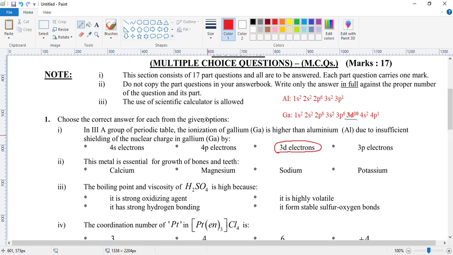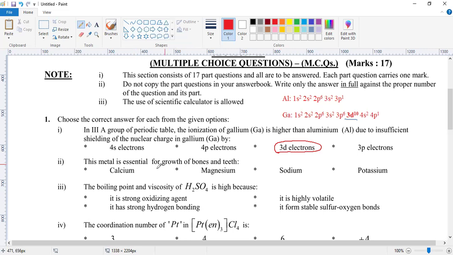Although the general trend is that ionization energy decreases down the group, here in this case there is a deviation from the normal trend. The reason is the 3d orbitals, which cause a decrease in the shielding effect. If the shielding effect decreases, the nuclear charge increases. So the effective nuclear charge is more as compared to aluminum. That's why the correct answer is 3d electrons.